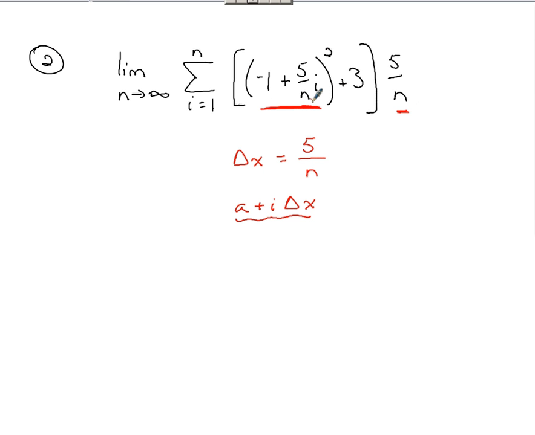So what that means is I add on this -1, this -1 must be my a value, so that's going to be where the interval begins for this definite integral. So if I'm looking for a definite integral that I can use to express the exact area here that I would be finding using this limit of a Riemann sum, well, I know that the interval is going to begin because of my a value at -1.